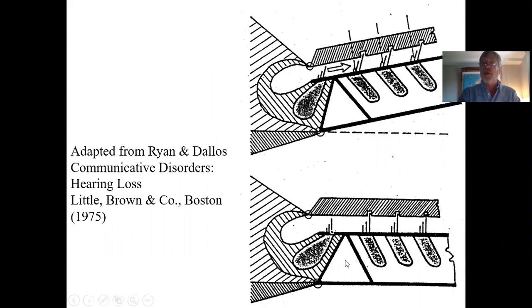Okay, so when the peak of the traveling wave stops at some place, that's where this top thing happens. And it's when those hairs are bent that a message is sent up the 8th nerve to the brain. That's basic cochlear physiology. Share screen now and look at our notes.